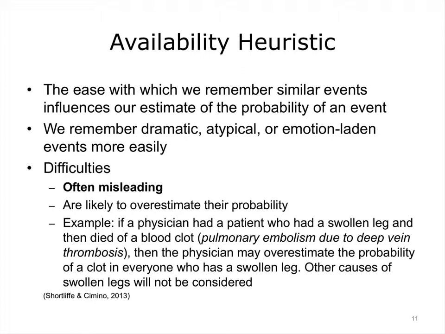For example, if a physician saw a patient who had a swollen leg and the patient then died of a blood clot, pulmonary embolism due to deep vein thrombosis, then the physician may overestimate the probability of a clot in everyone who has a swollen leg. Other causes of swollen legs will not be considered.